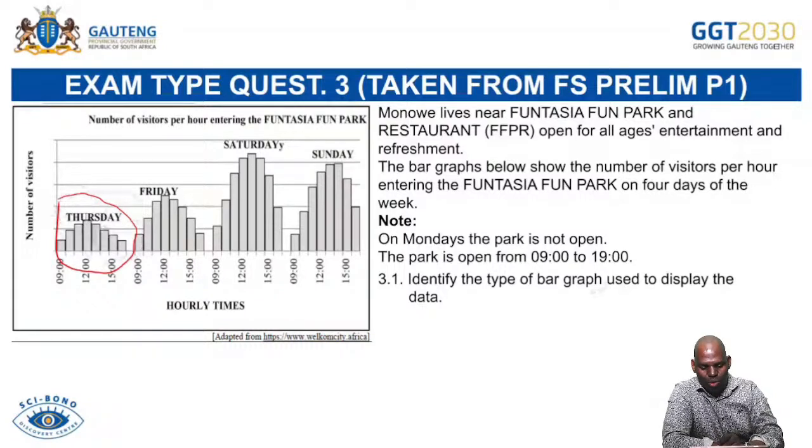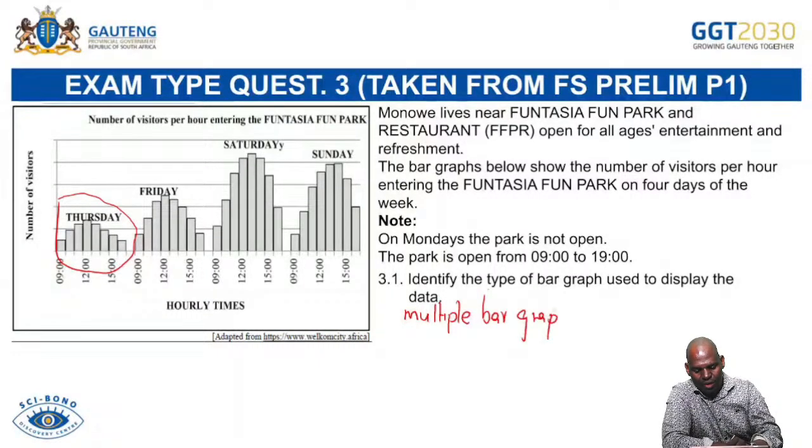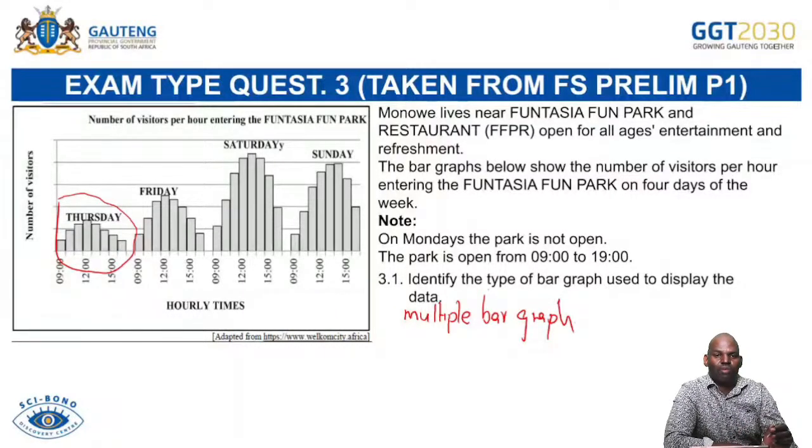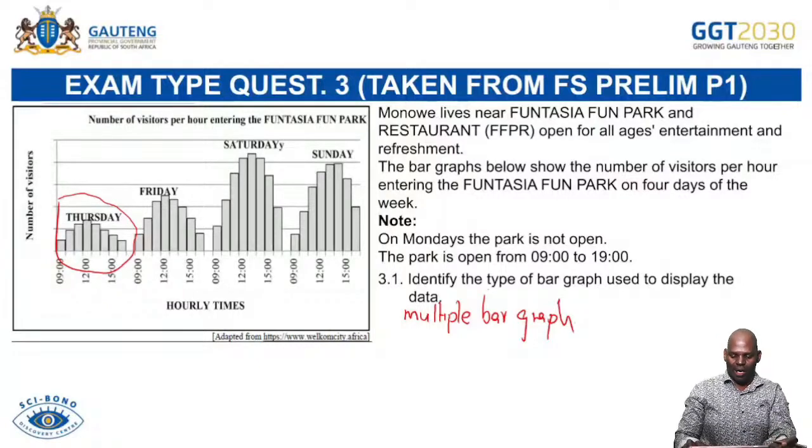The examiner will look at it. If you just write bar graph, no mark, because in this case they actually want you to specify the type of bar graph that is given. So this one is a multiple bar graph, or some of you will say it's a compound bar graph.